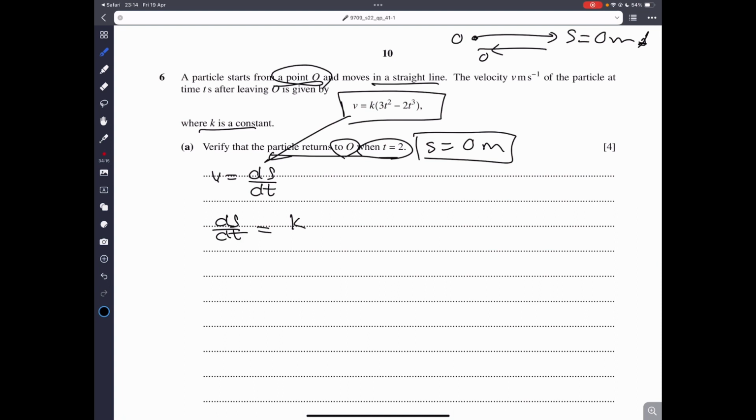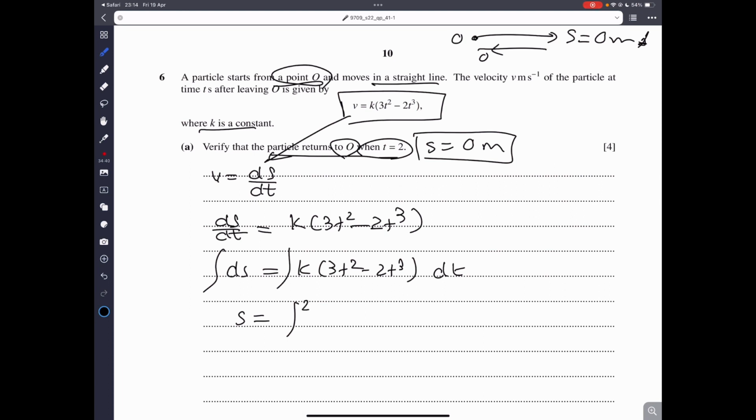v = k(3t² − 2t³). So we want s, so we're going to integrate k(3t² − 2t³) dt. Now we can integrate both sides to get displacement. The displacement is basically the integral of velocity, okay?